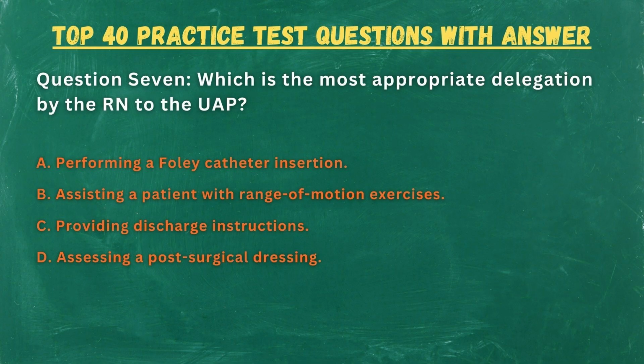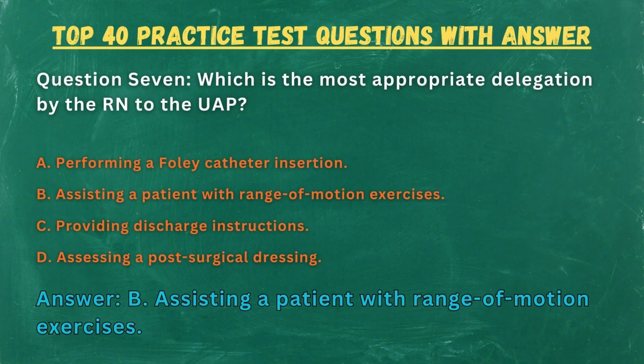Question 7. Which is the most appropriate delegation by the RN to the UAP? A. Performing a Foley catheter insertion. B. Assisting a patient with range of motion exercises. C. Providing discharge instructions. D. Assessing a post-surgical dressing. Answer. B. Assisting a patient with range of motion exercises.